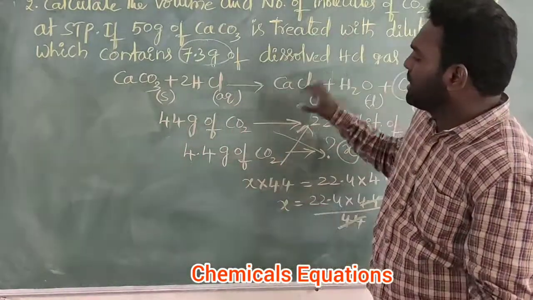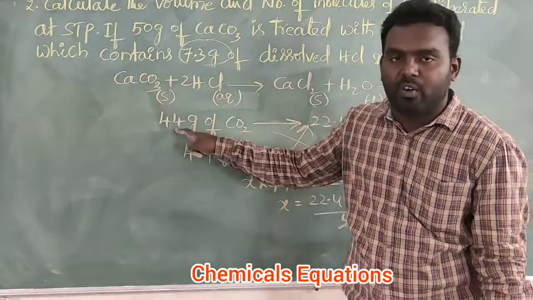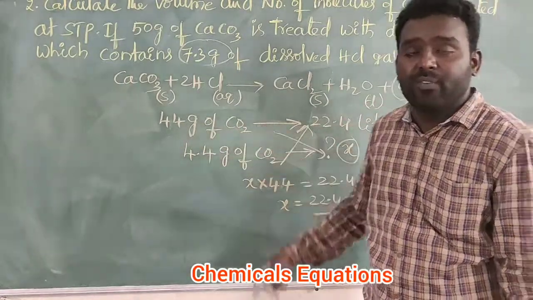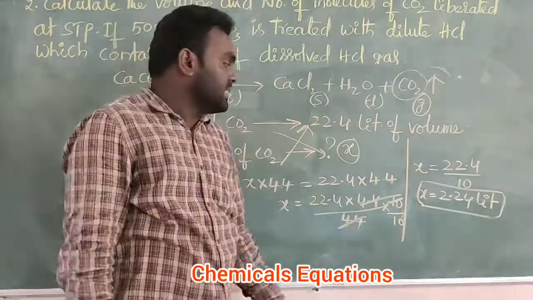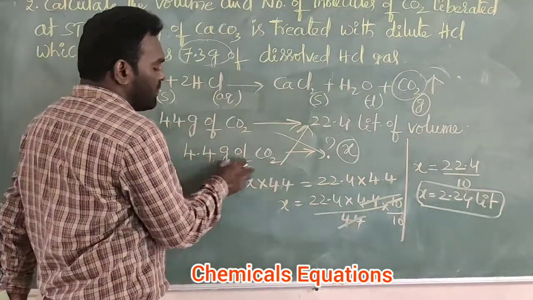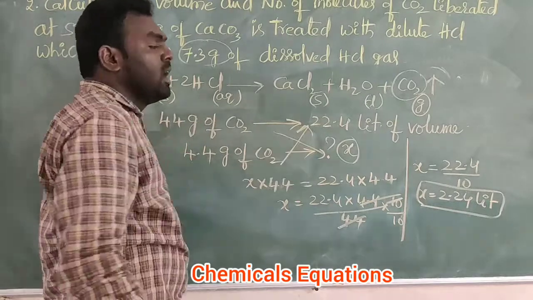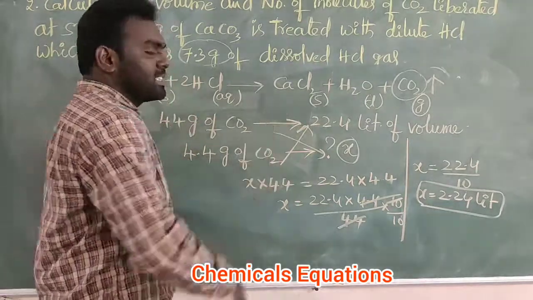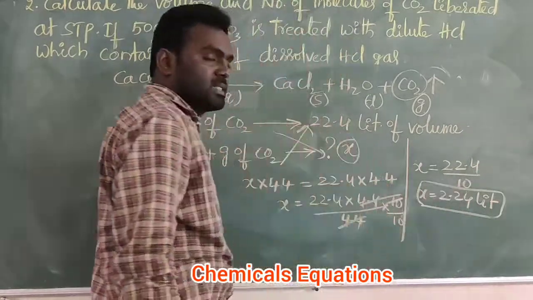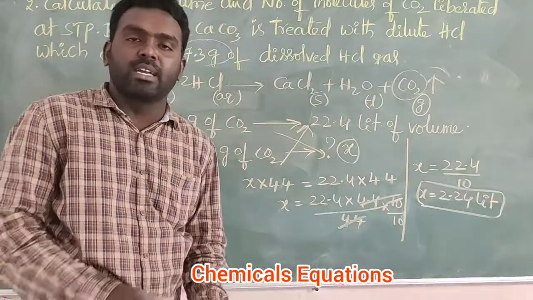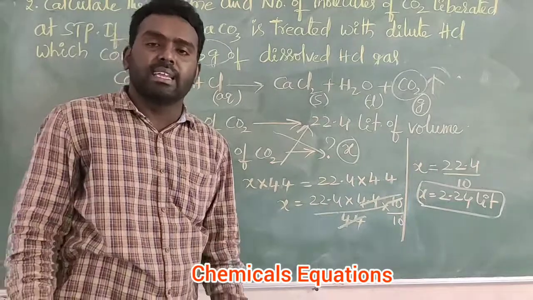So by observing these equations, 44 grams of carbon dioxide contains 22.4 liters of volume. And just now we calculated 4.4 grams of carbon dioxide contains how much volume. Simply cross multiply, and finally we get x is equal to 2.24 liters of volume. So this is the calculation of the volume.